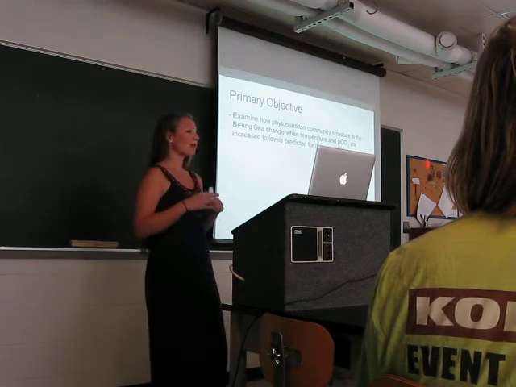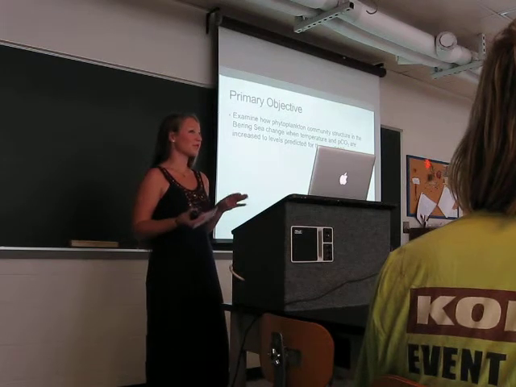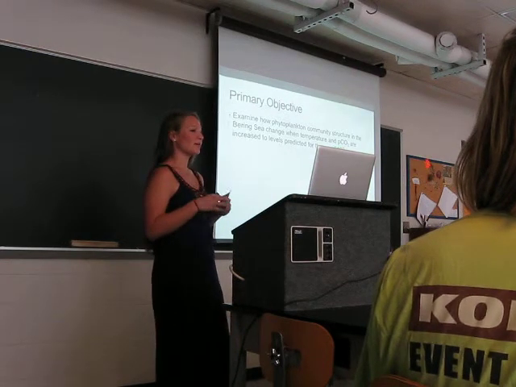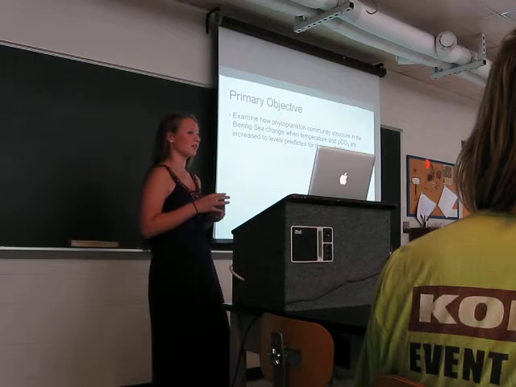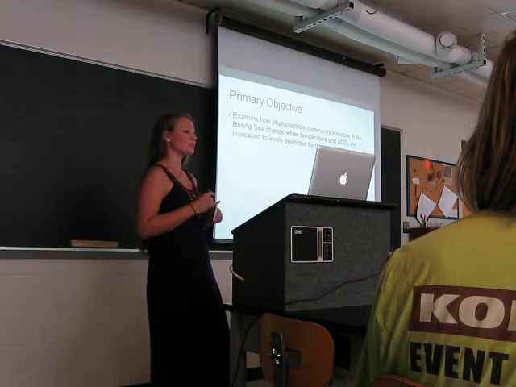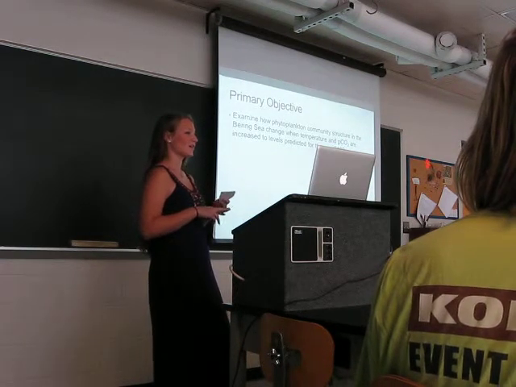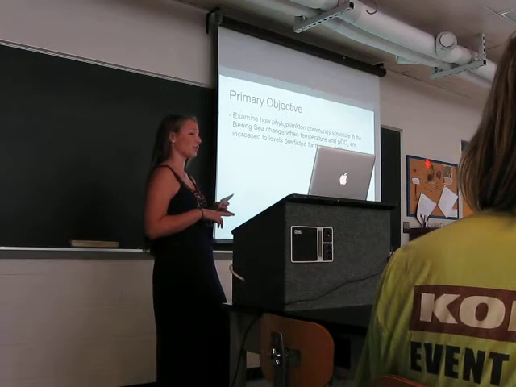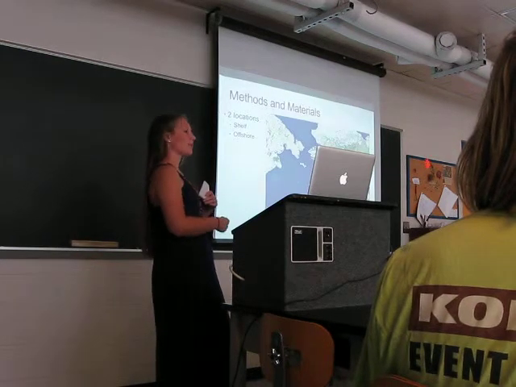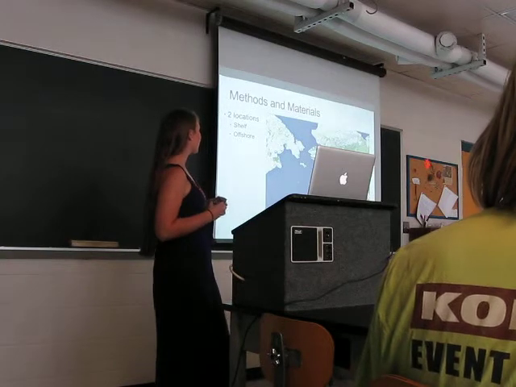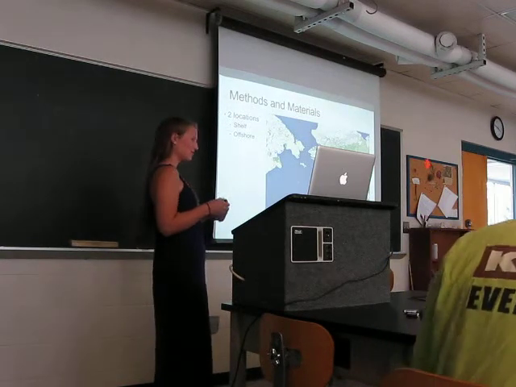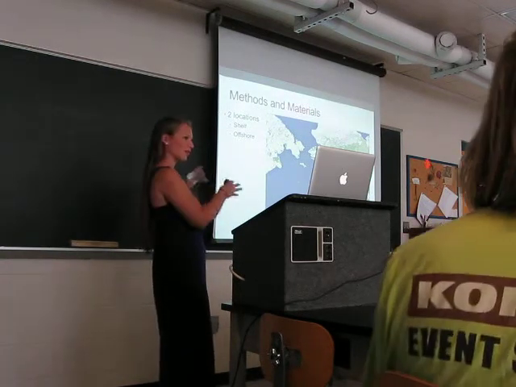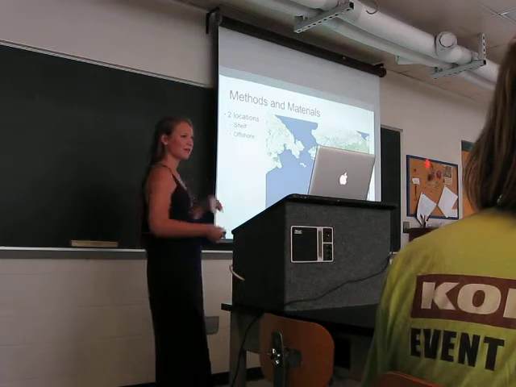Okay. So the primary objective, you guys probably all got from the paper, is pretty obvious. They're going to examine how phytoplankton community structure in the Bering Sea changes when temperatures and CO2 are increased to levels predicted for the year 2100. Okay. So in this experiment, they collected water samples from 2 different locations. So I just plotted these on a map so you guys can get an idea of where we're working.